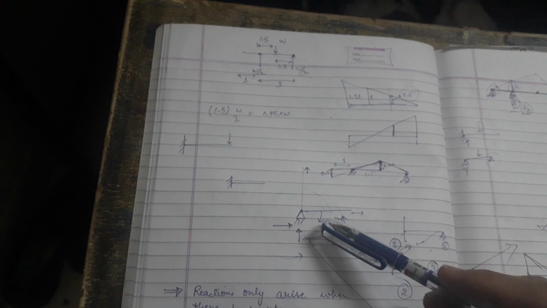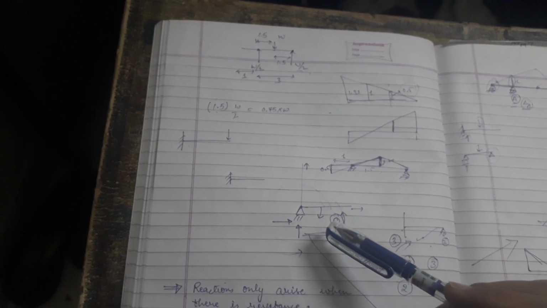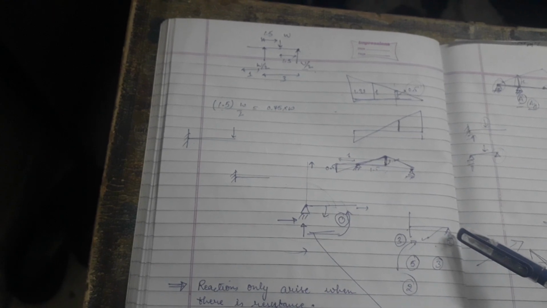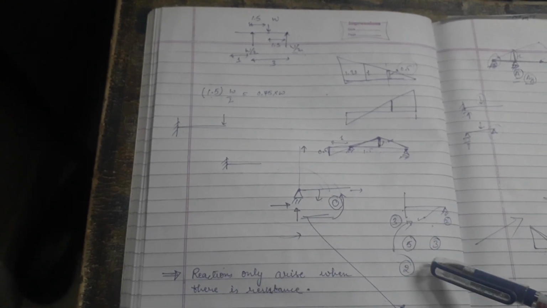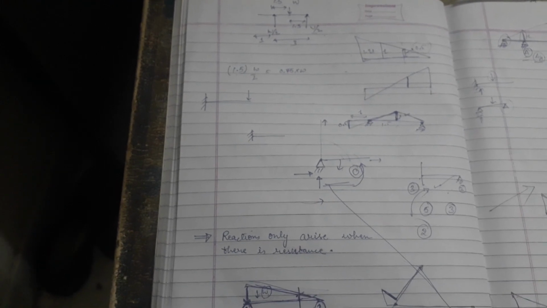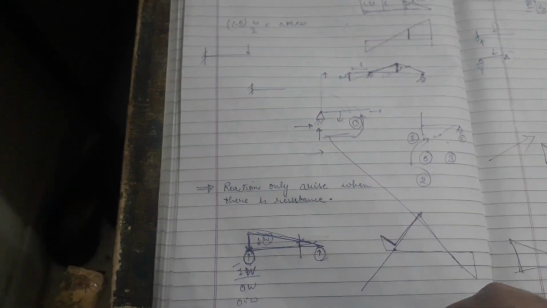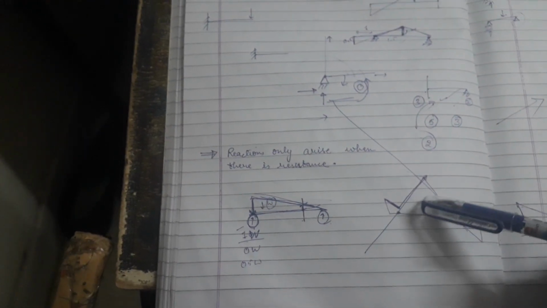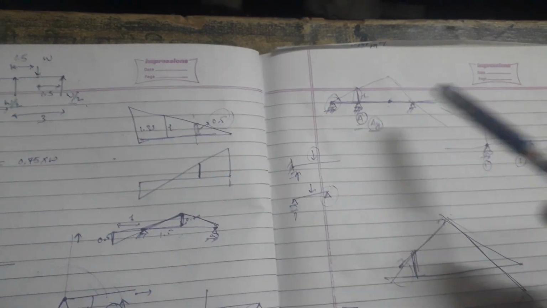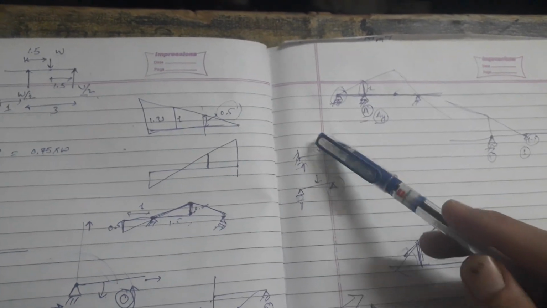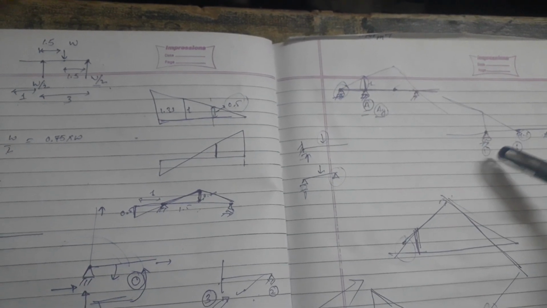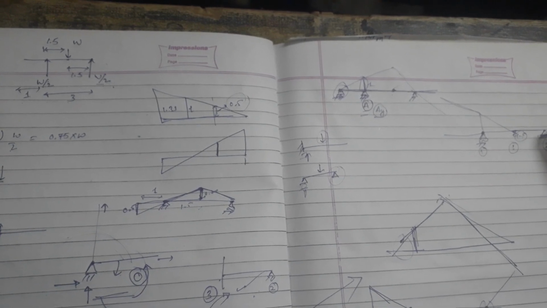Then here can be the arch, or here can be the hinged one, this is 3. This can be the hinged support. Reaction only arises when there is resistance. This is W, these are going to be the forces, 1 W, 0 W, 0.5 W. Then here it is AY. Then this can be the roller support.